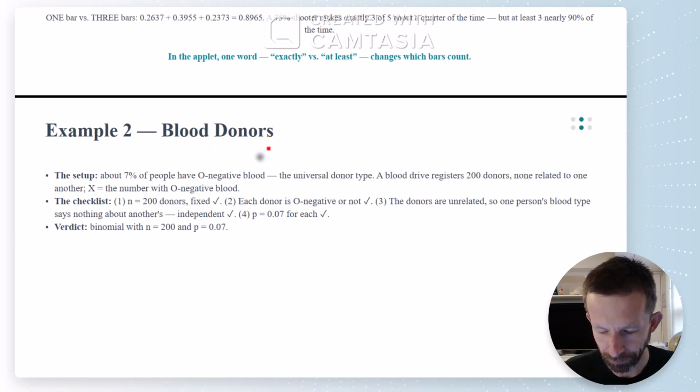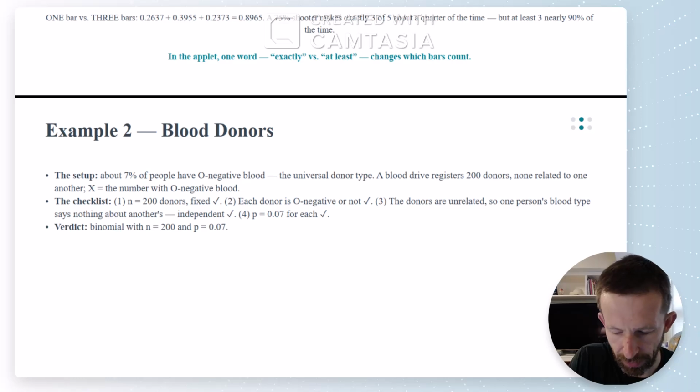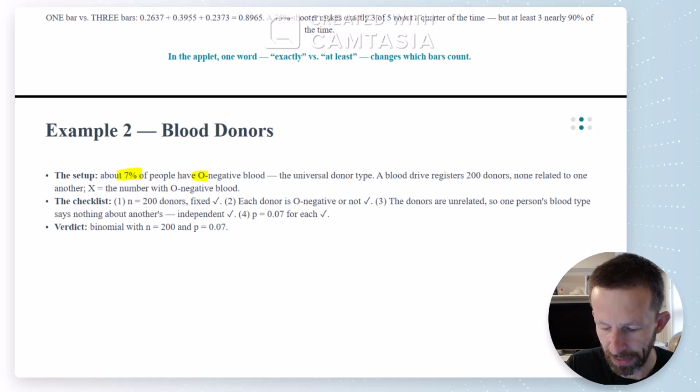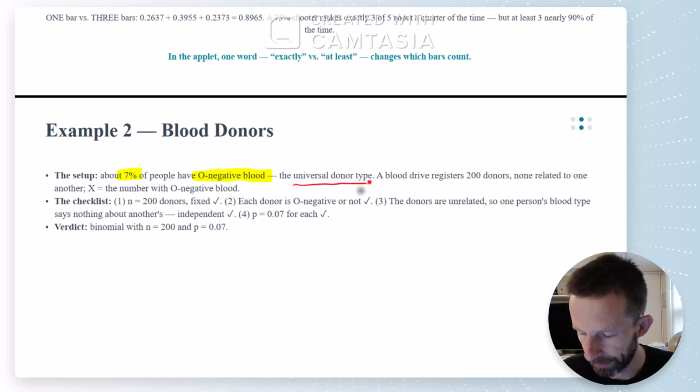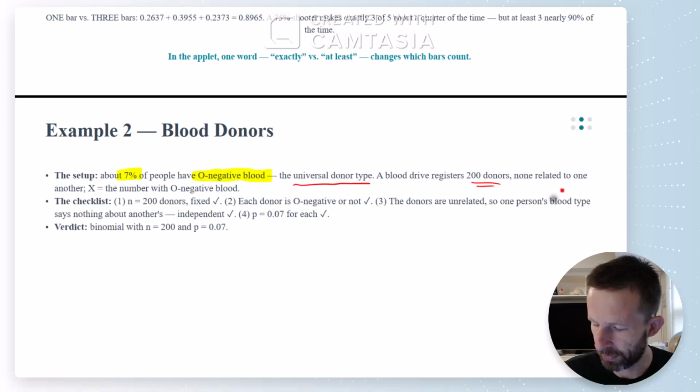Blood donors. So here in this situation, 7% of people have an O-negative blood type. So is it binomial? Yes, you either have O-negative or you do not. It's a universal donor type. A blood drive registers 200 donors, none related to one another.